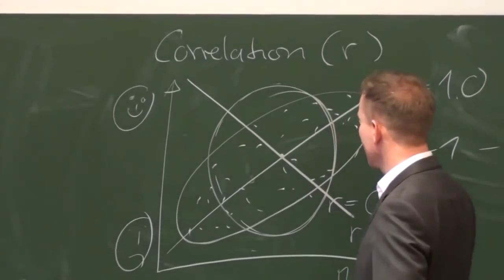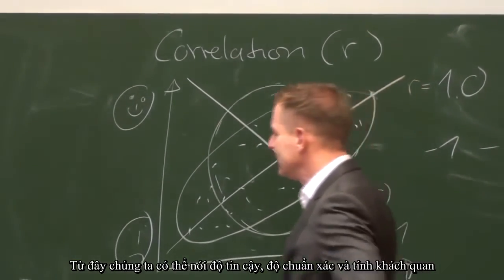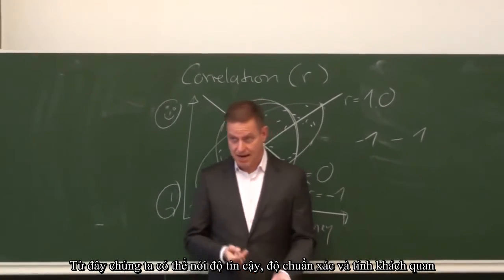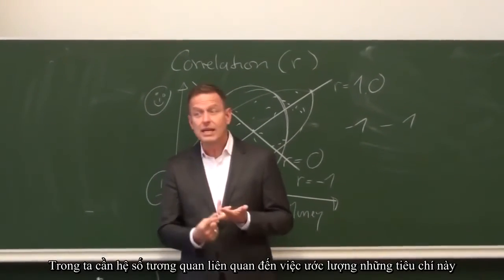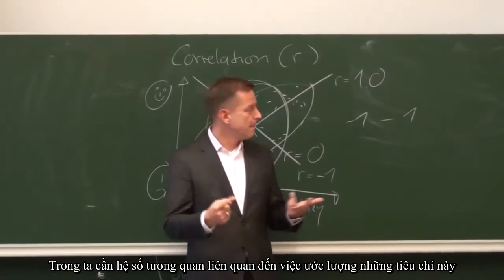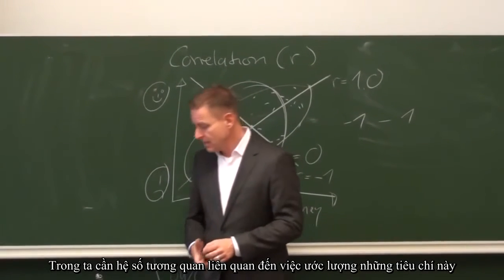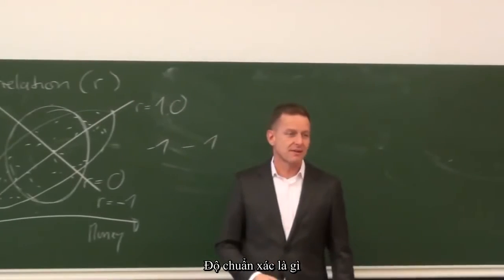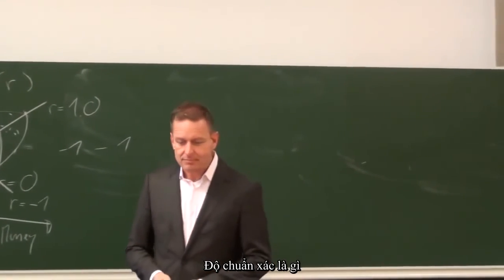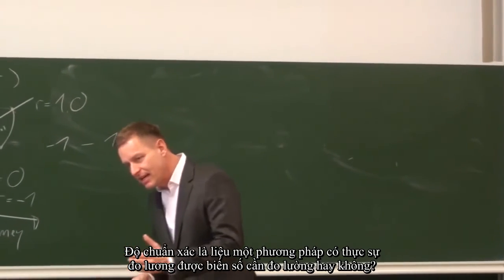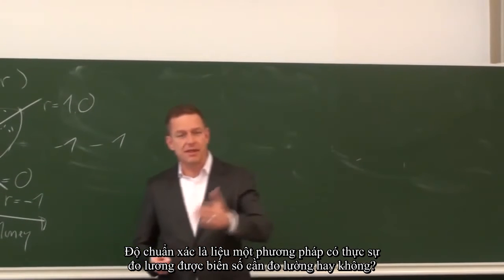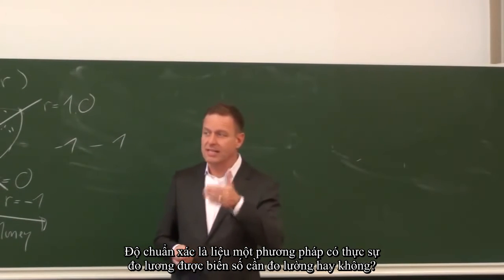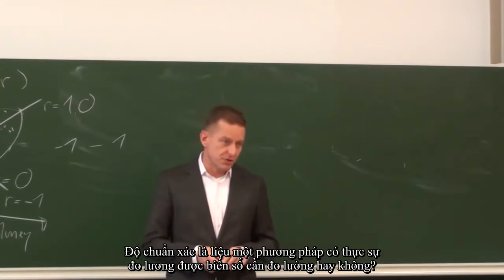So, coming from there, we can talk about validity, reliability, and objectivity. We need the correlation really to estimate these different criteria. Okay? What is validity? Validity is whether a method really measures what it is supposed to measure.